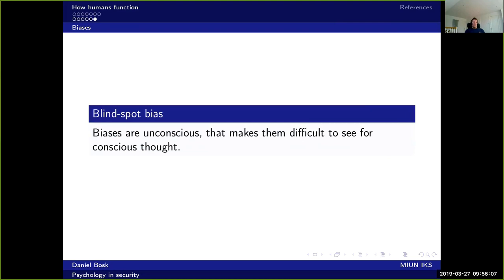So finally, we have blind spot bias. All these biases that we have talked about are unconscious, and that makes them really difficult to see for our conscious thought. So it's really difficult to try to keep yourself away from these biases and protect yourself from the biases, because they are really deep inside you and really difficult to detect.